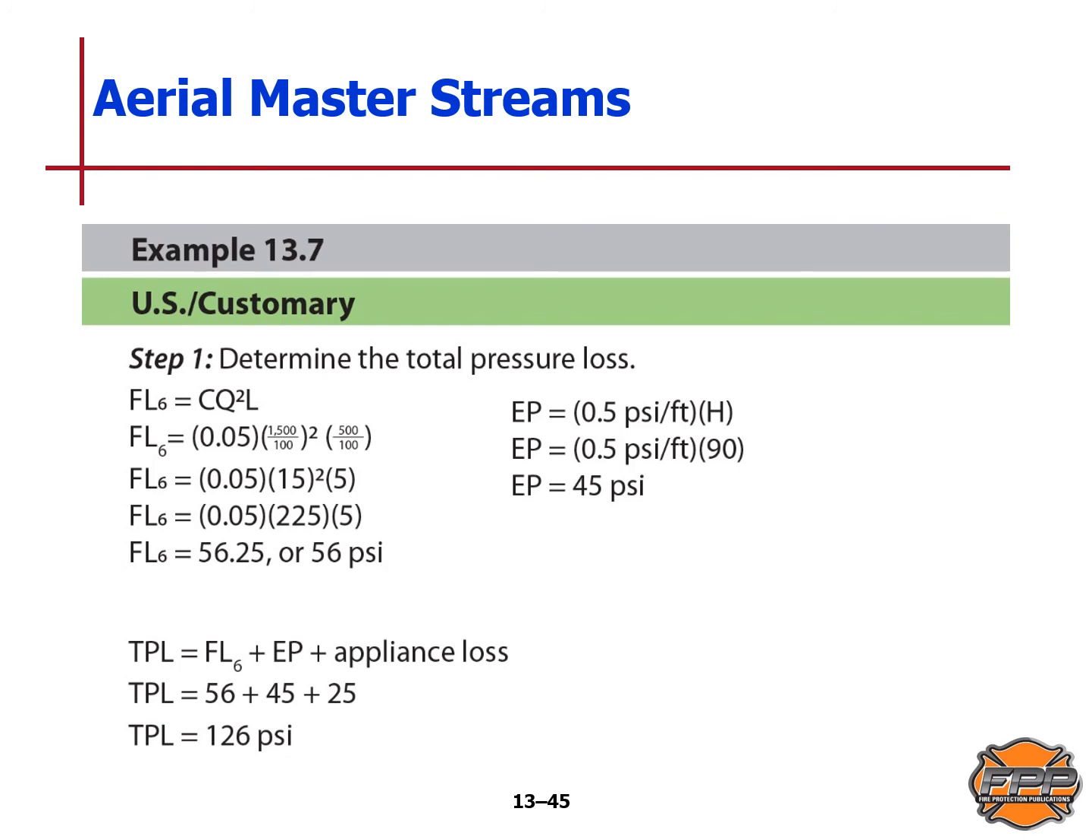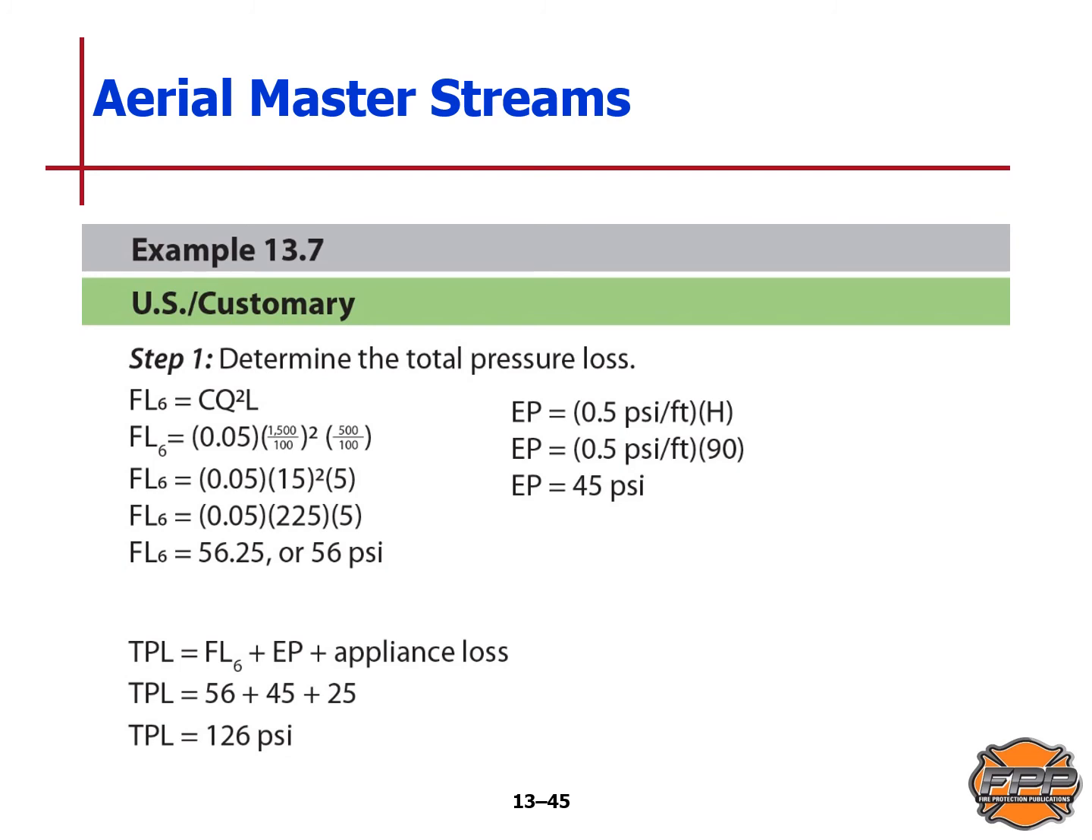That's your second hose. So you have FL6 equals, once you plug in the numbers, 0.05 times 15 squared times 5. So FL6 is 0.05 times 225 times 5. So FL6 equals 56.25 or 56 psi.